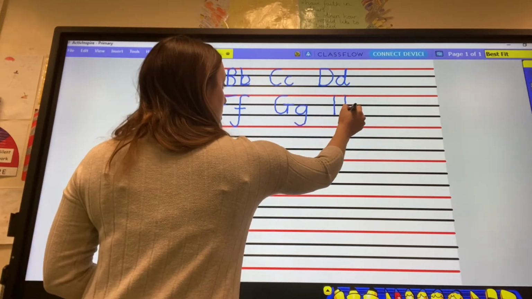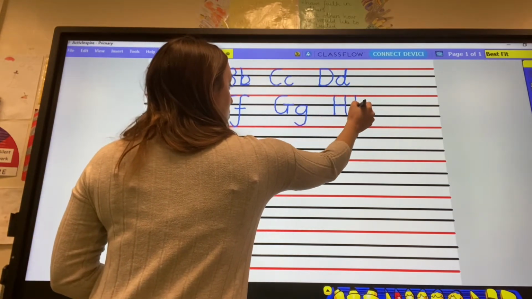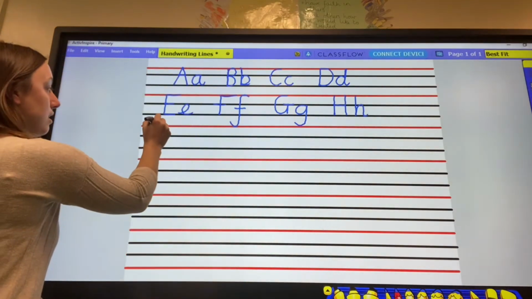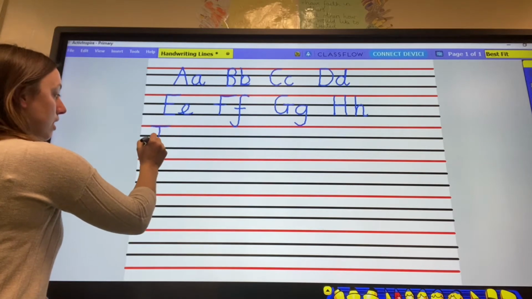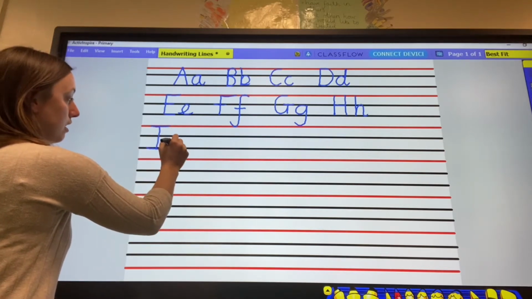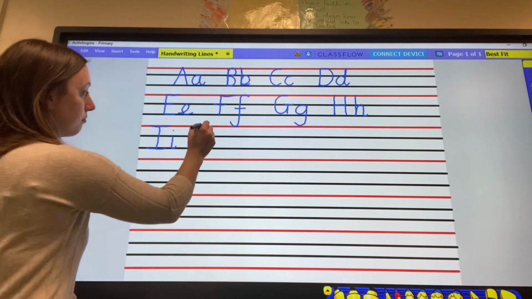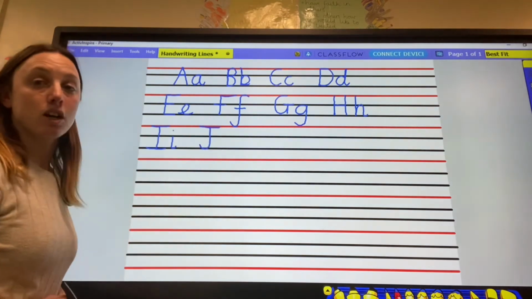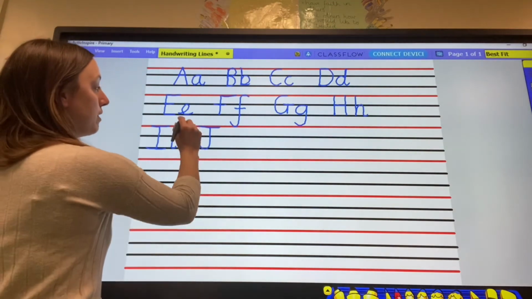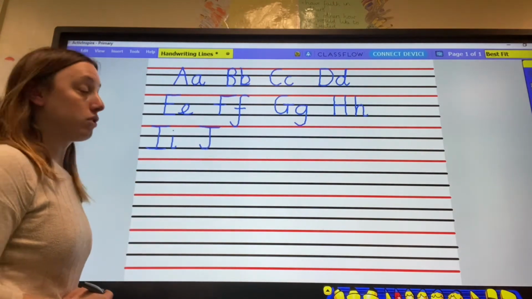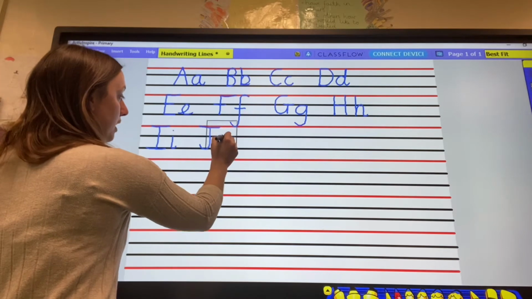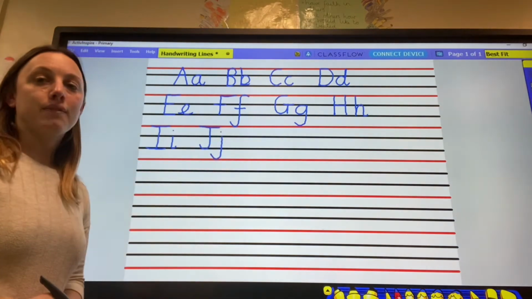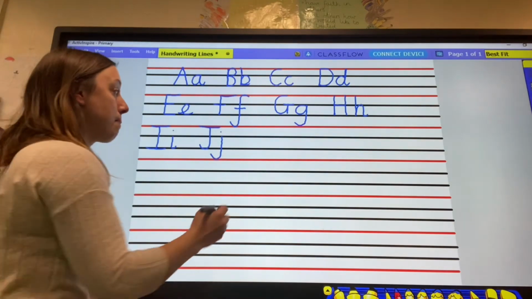H, again H is a tall letter. Okay, I, tall I, and then lowercase i is only a short letter. J is one that sometimes confuses people, so a capital J is a nice tall letter with our stem across the top. However, our lowercase j goes all the way down to the bottom red line, and you have a dot, so it's actually a long letter.